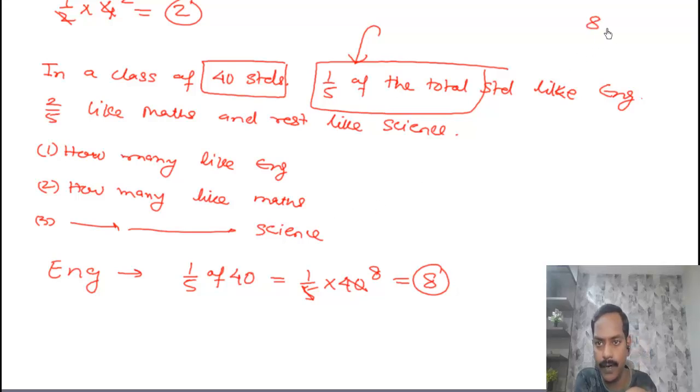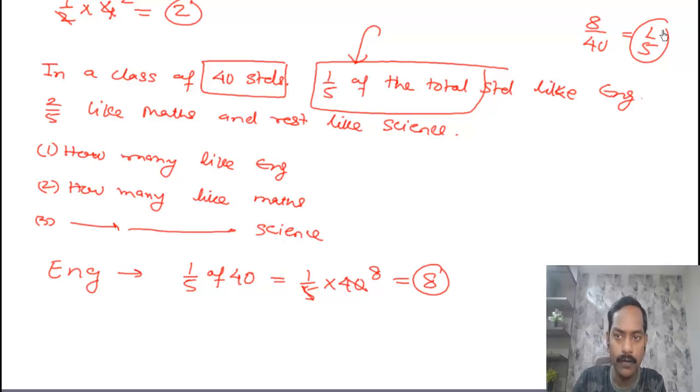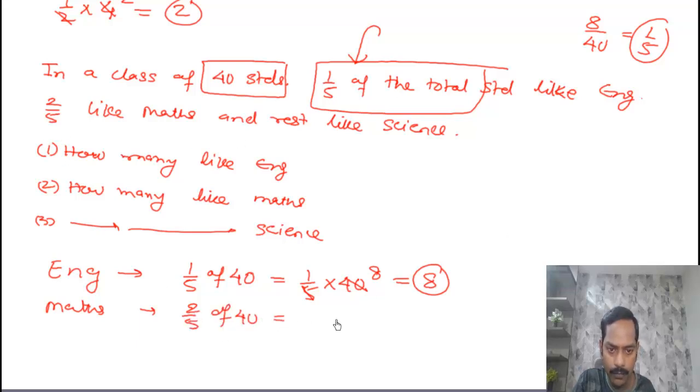And you can see that 8 divided by 40 is nothing but 1 by 5 if I reduce it to the lowest form, right? I hope you are getting the connection. 1/5 is the part of the total students who like English. Similarly, for mathematics, we can do the same. It will be 2/5 of 40, which is 2 by 5 times 40, which on calculation comes out as 16. Correct?